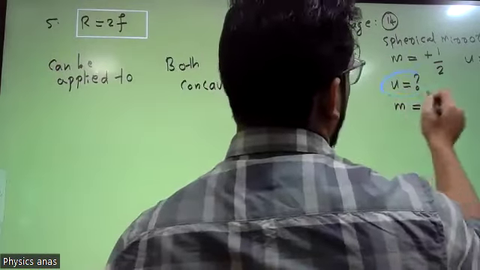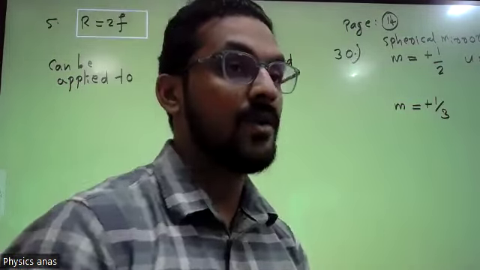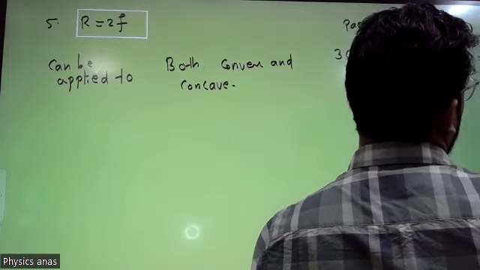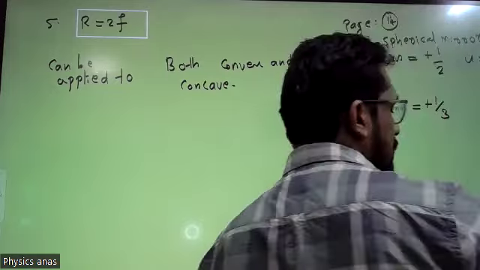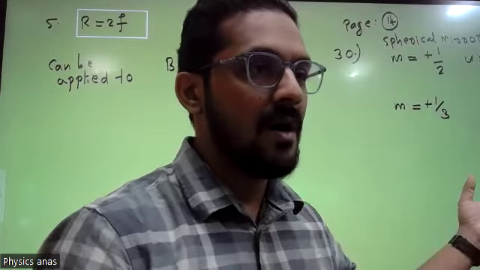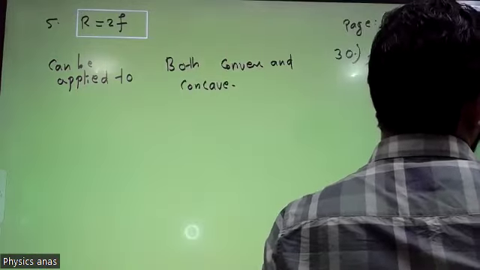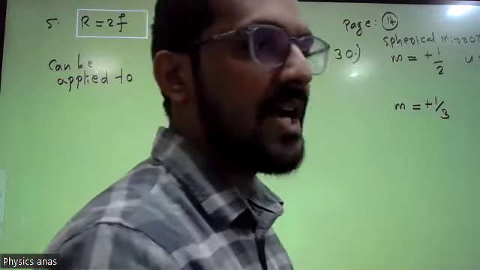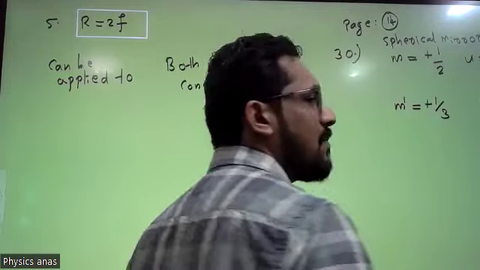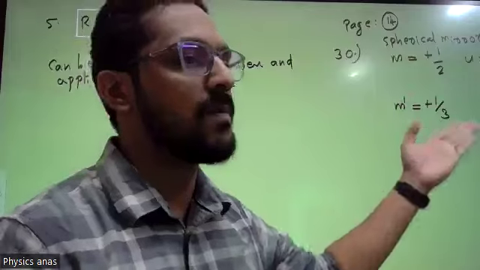And what about here? Now you have to place the object somewhere else. I am just calling it U dash to make it more understandable. If you are placing the object somewhere, that is U dash, you are getting a magnification, and calling it M dash, of plus 1 by 3.